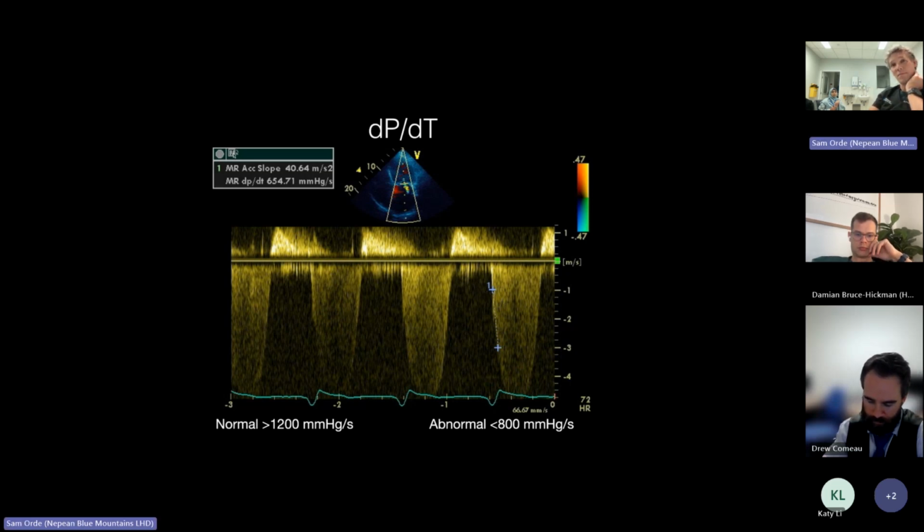And you measure that time by making a simple measurement. And if it's greater than 1,200 millimeters of mercury per second, that is normal. And if it's less than 800, it's abnormal.